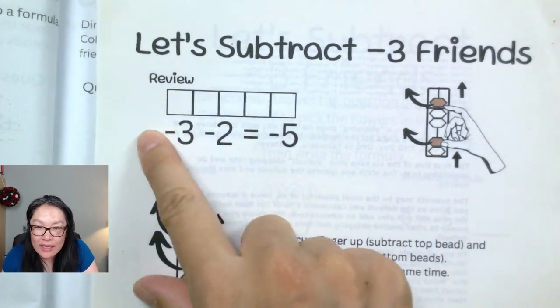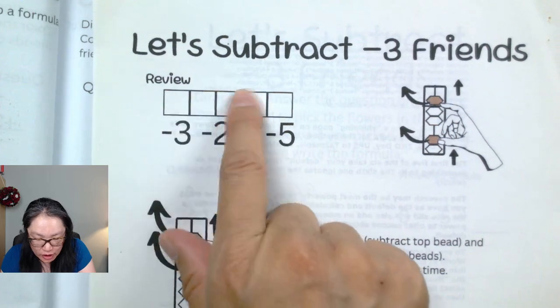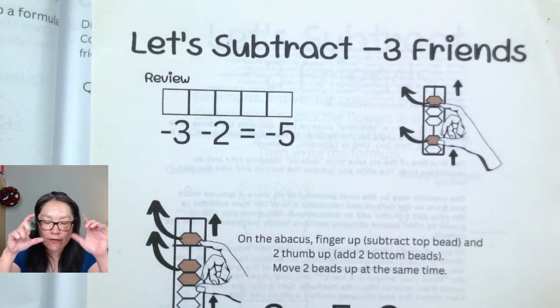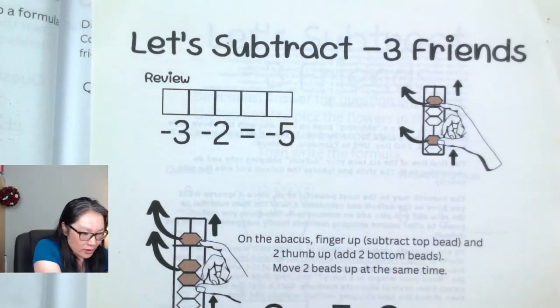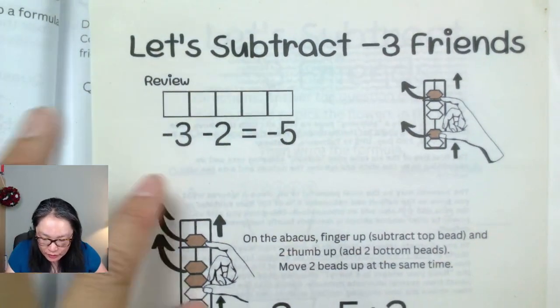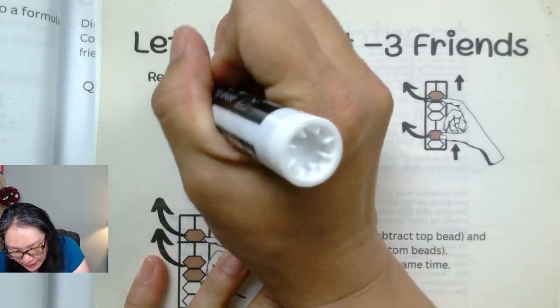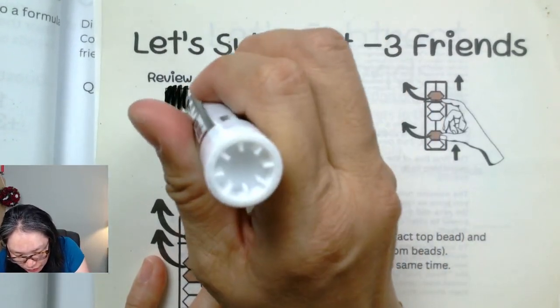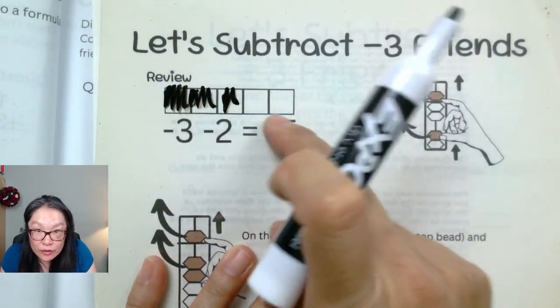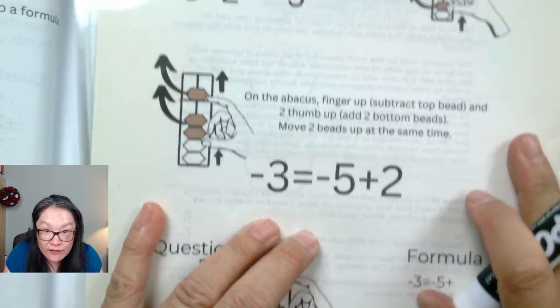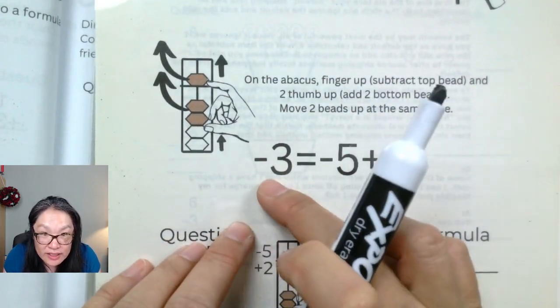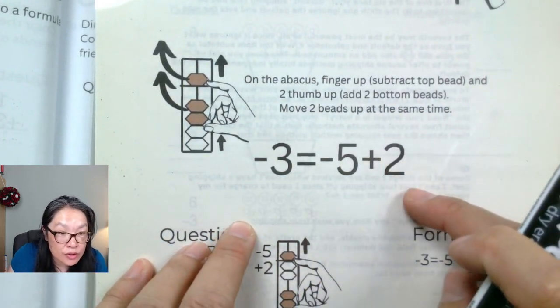Minus 3. Again, what I did here is I was trying to show the 5 frame and to also understand what we're trying to do. So when we color it in, 1, 2, 3, we notice we have 2 left. And again, this is where we do the modification. So here, minus the 3 is equal to minus the 5 plus the 2.